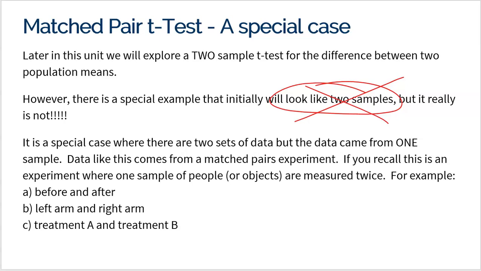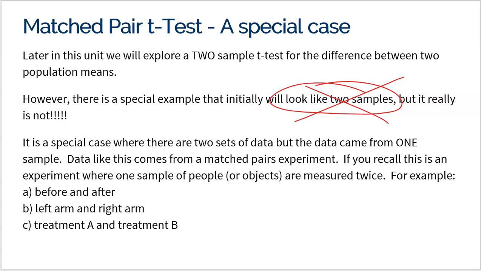Another example could be you do something with your left arm and you do something with your right arm. So again, it's one person that does something with each arm. Maybe I put suntan lotion on one arm and I put a placebo on the other arm. But again, I need to be blinded, so I don't know what's on which arm. And I want to see the difference between the severity of the sunburn on each arm. So at the end of the day, it's going to look like I have two sets of data, left arm and right arm, but I really don't. I just have one sample that I looked at twice.